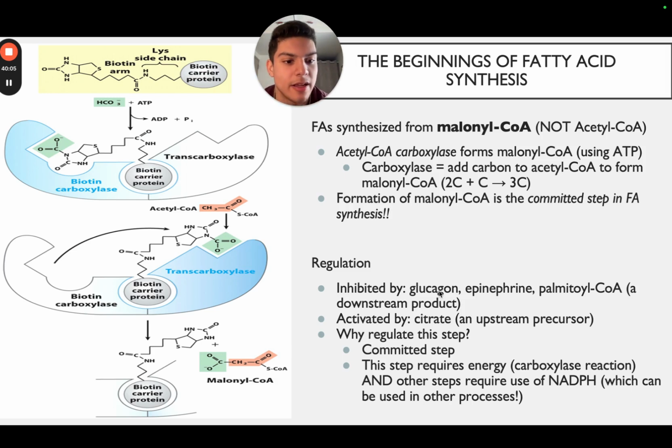And then the next one is palmitoyl-CoA, a downstream product which will actually inhibit this. If we have a lot of product built up, we don't want to build up anymore. So it's almost like product feedback inhibition, essentially, in this case. So these are the three they have to know. And then it's activated by citrate, an upstream precursor.